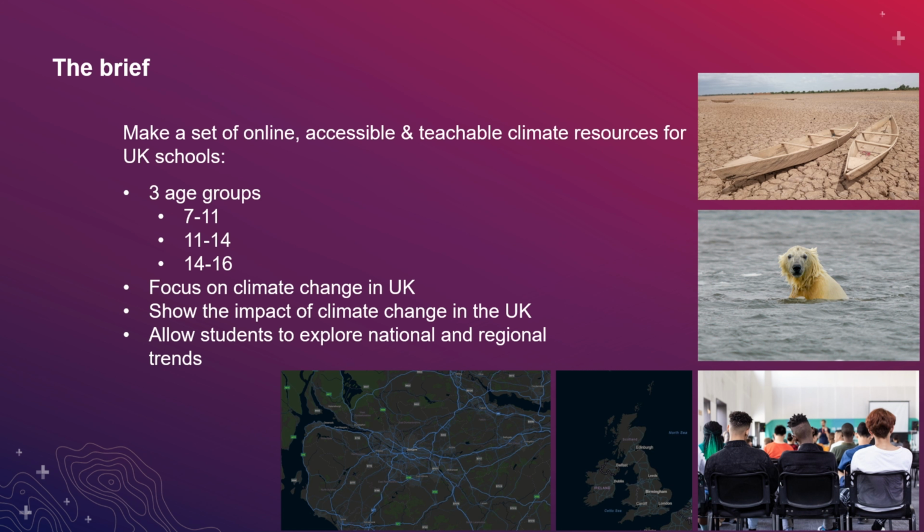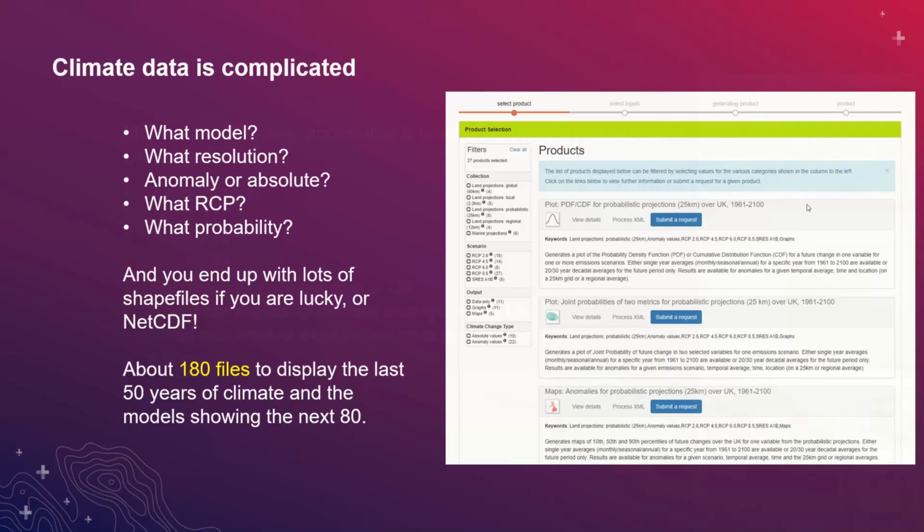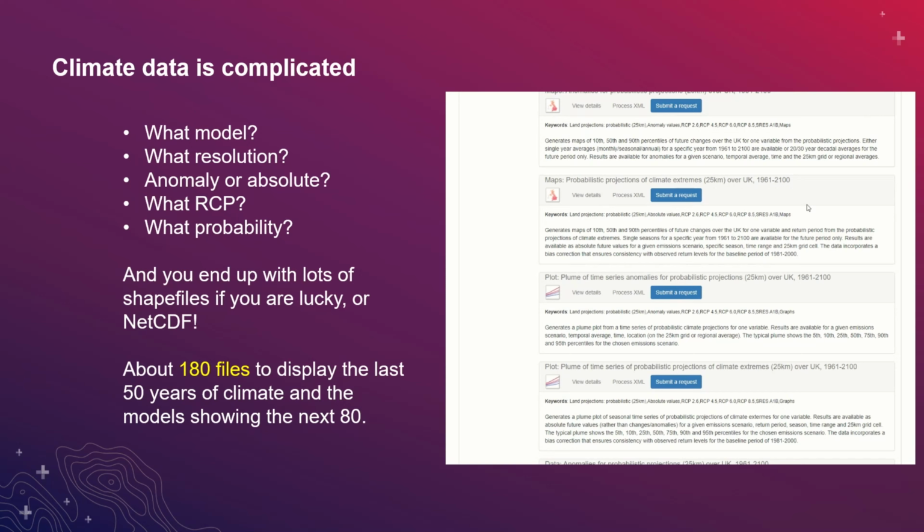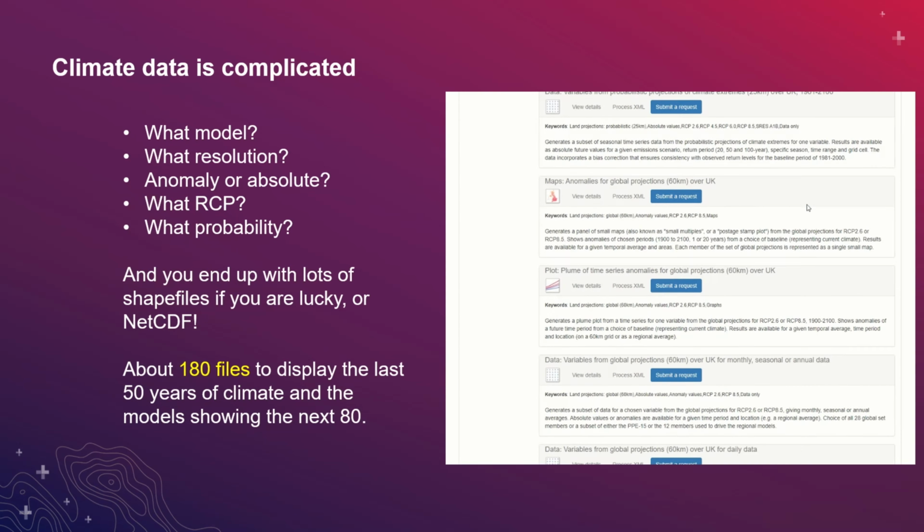You often see pictures of polar bears having a long swim and looking a bit thin, or dried up lake beds. It does seem like it's somebody else's problem, but we know that climate change is happening in the UK and our lives will be impacted by that climate change. So we wanted students to have tools which would allow them to explore both national and regional trends in the UK. But when you start getting into it, you quickly realize that climate data is pretty complicated.